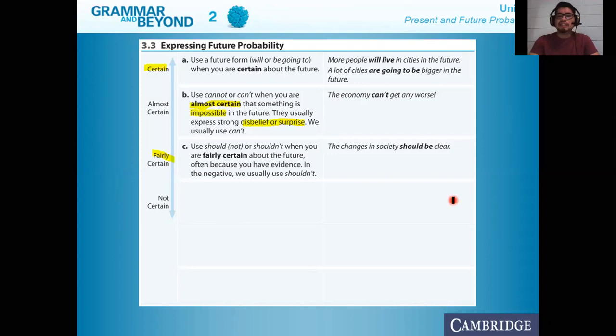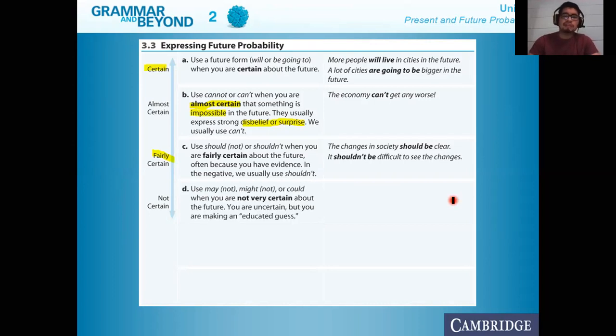The changes in society should be clear. Okay, changes in society should be clear. That means that they will be clear, and society will change at all. Especially now that we're living this kind of situation, I guess society will be different after this. But that's a topic for another day. It shouldn't be difficult to see the changes. The same. And finally, when we are not certain, that means 50-50.